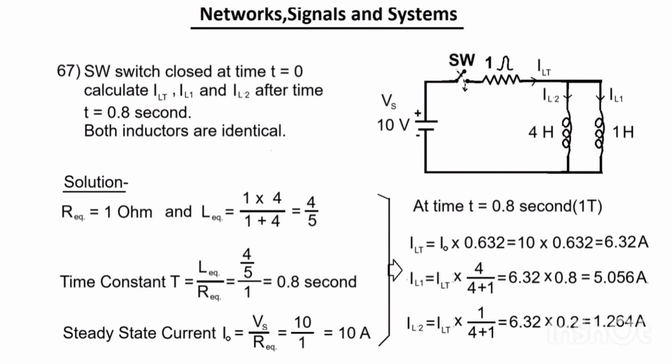And current IL1 through inductor 1 Henry equal to total current ILT multiplied by 4 divided by 4 plus 1. So this is equal to 6.32 multiplied by 0.8, equal to 5.056 ampere. We use here current divider network. And current IL2 equal to total current ILT multiplied by 1 upon 4 plus 1, equal to 6.32 multiplied by 0.2, equal to 1.264 ampere.